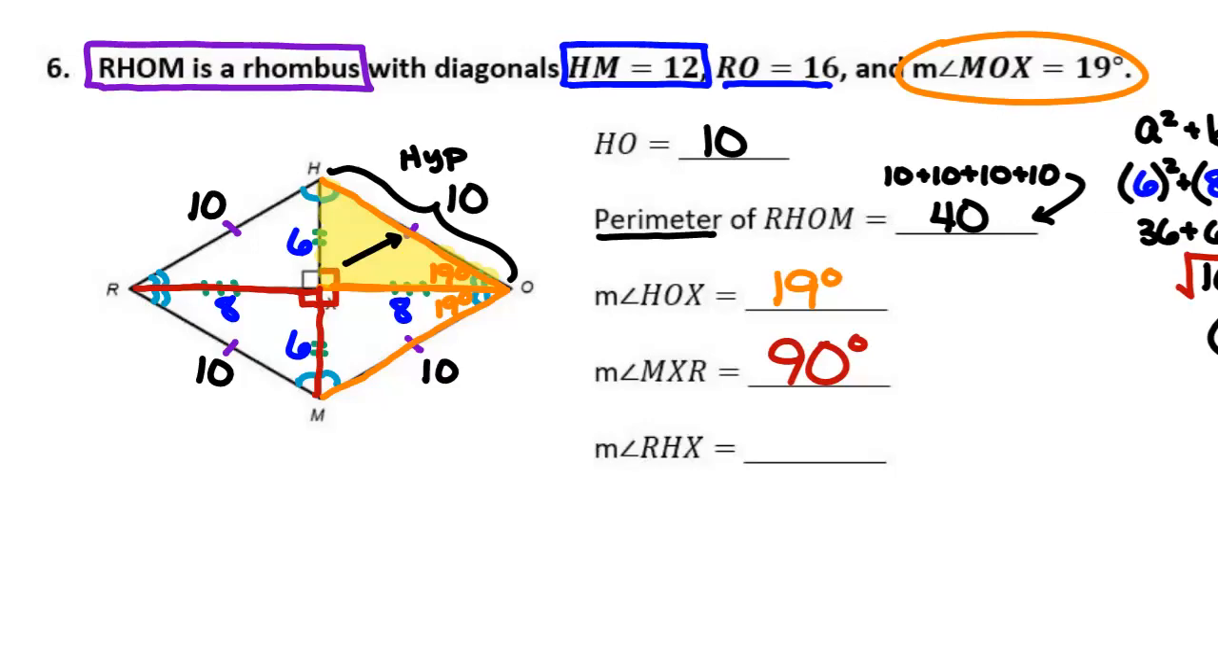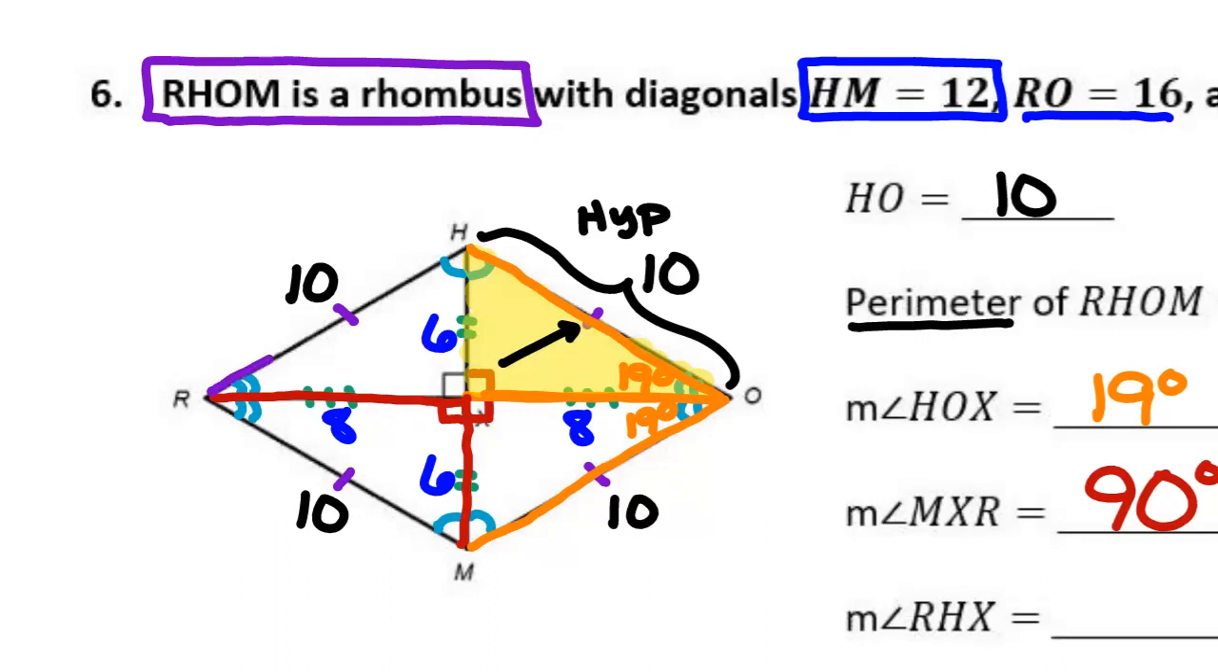And last but not least, RHX. So R up to H and down to X. We're looking for this angle right here. Well, I'm going to look at this triangle right here, because I know one of the angles in it is a 90-degree angle right down here, right? And do we know how big HRX is, this angle right here? How big is it? 19 degrees.